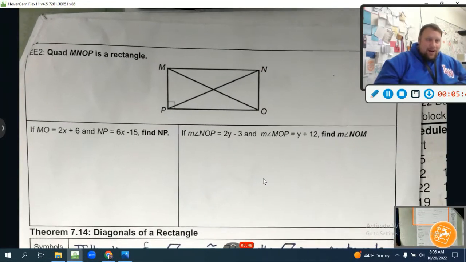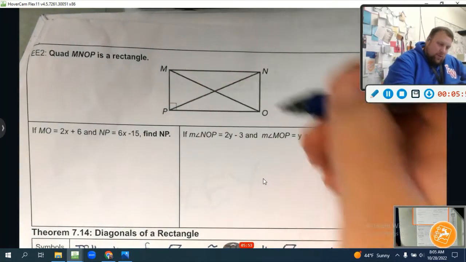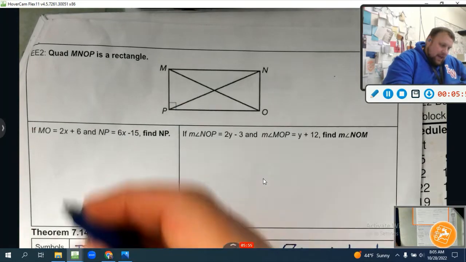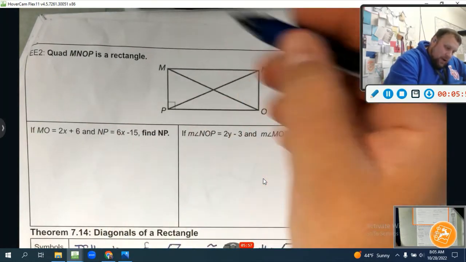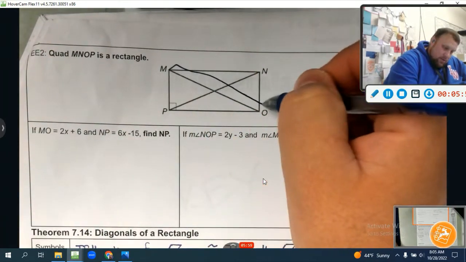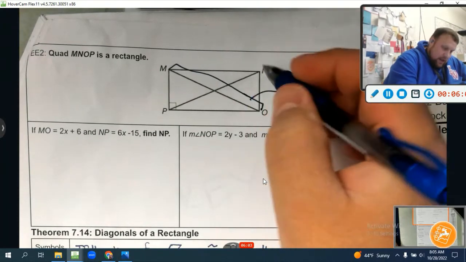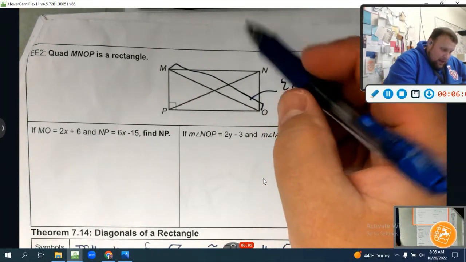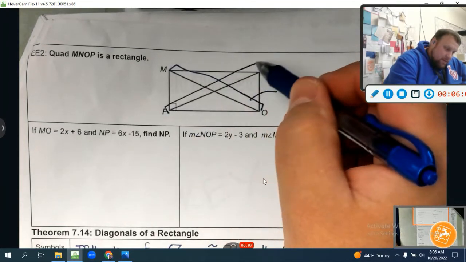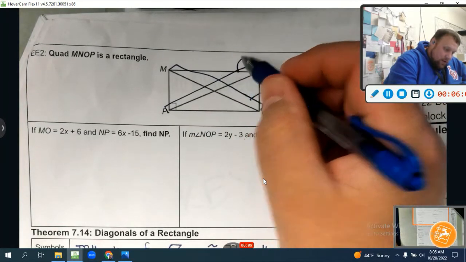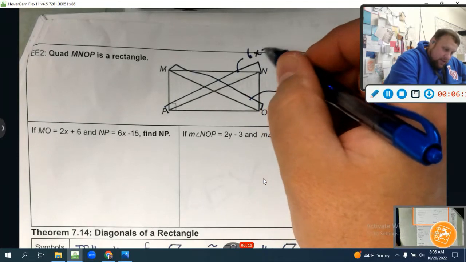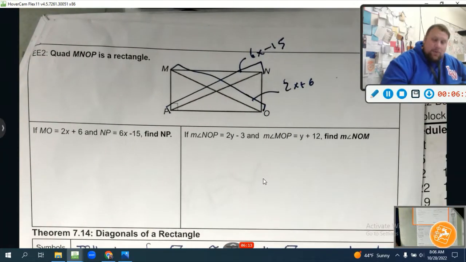Okay, quad MNOP is a rectangle. Well, if it's a rectangle, we know a lot of things about it. If MO equals 2x plus 6, that whole slice right here, and we know that NP, that whole thing, is 6x minus 15. Find NP. We want to find that length.